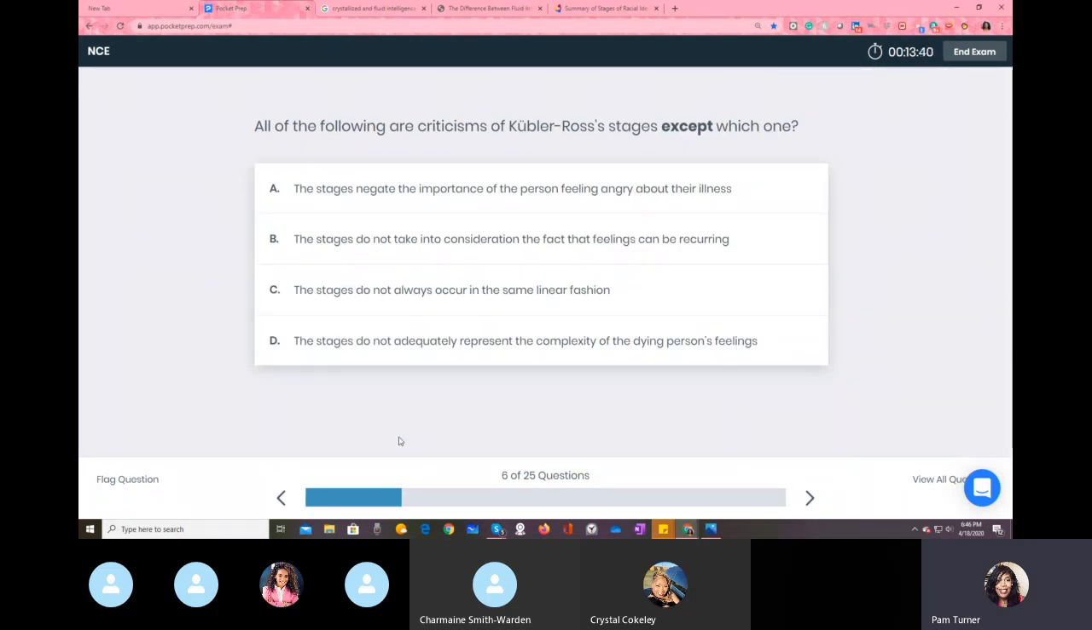Kubler-Ross. All the following is a criticism of her stages of death and dying, except, and if you're not familiar with those, I'll remind you, it is DABDA: denial, anger, bargaining, depression, and acceptance. Her original theory said that everyone goes through those stages. They go through them differently, but they always end up in acceptance. That's what her theory used to be. So what are some of the criticisms? All of these are criticisms except one.